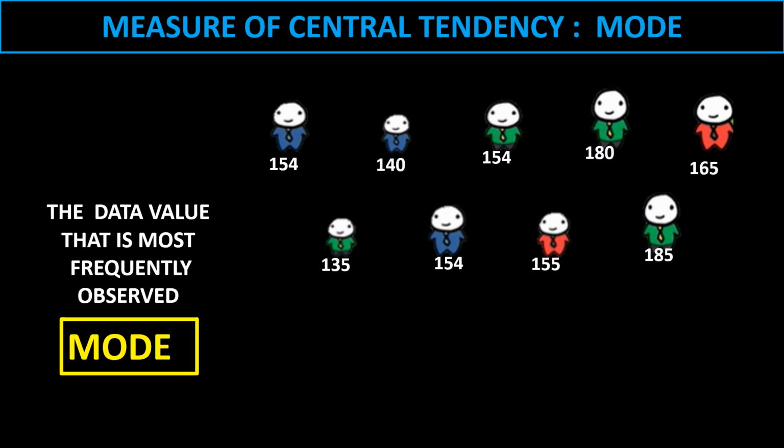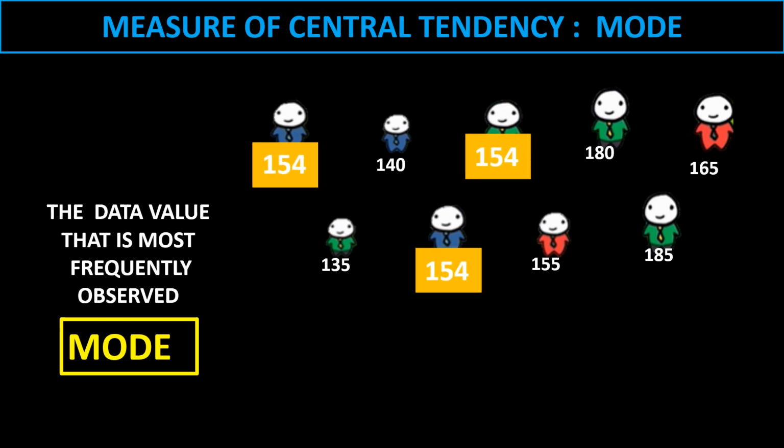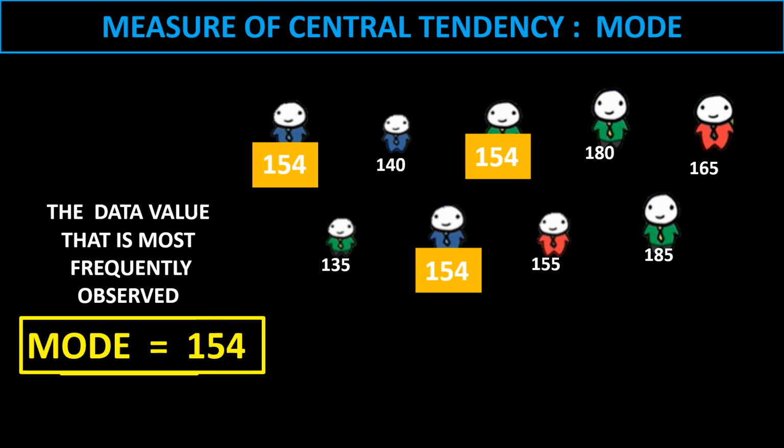Okay, so what do you observe there? We observe that 154 is the height that seems to be the most common, and that is the mode. So the mode here is 154. There's no other height that occurs more, so the mode is 154. You can also sometimes have more than one mode, and it's possible not to have a mode as well. So the mode in this example is 154.